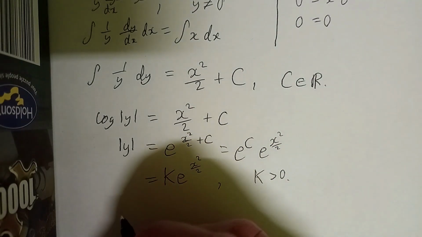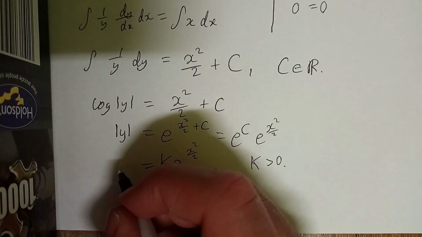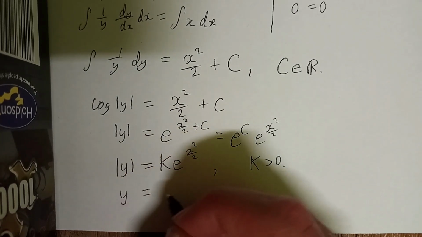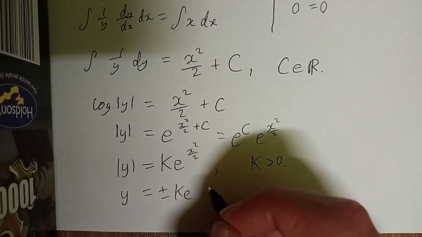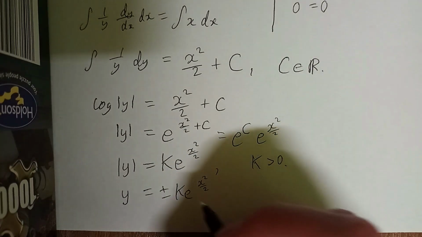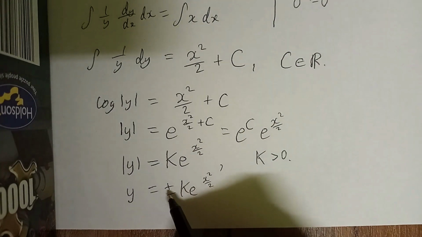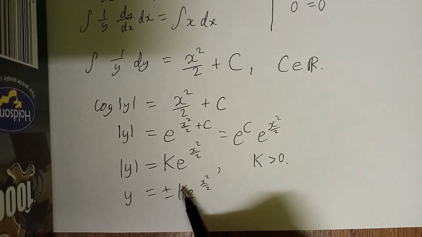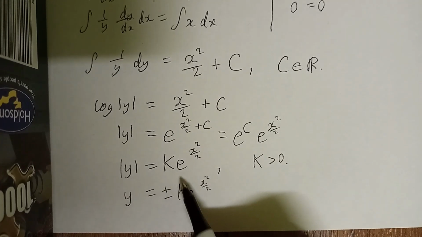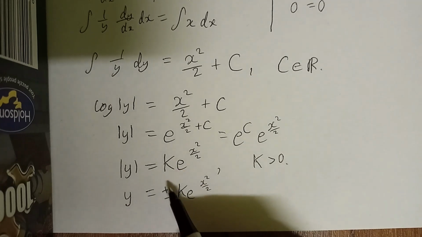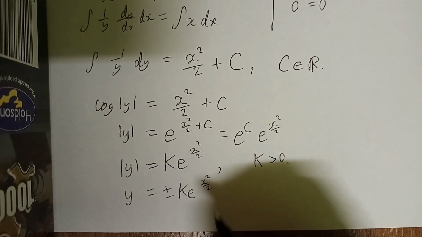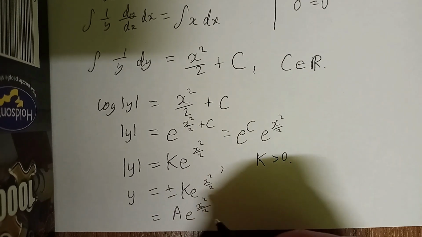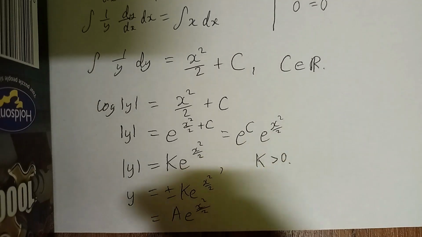times e to the x squared over 2, where k is greater than 0. But we also note that we've got an absolute value sign here, so we can just write y equals plus or minus k e to the x squared over 2. Now, by writing plus or minus, this allows both a positive or negative coefficient. So we could call that, say, a e to the x squared over 2, where a could be greater than 0 or less than 0.